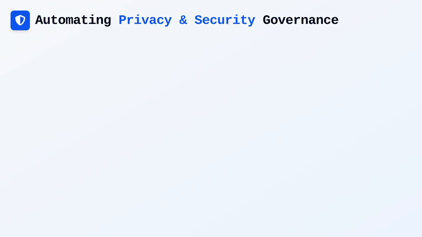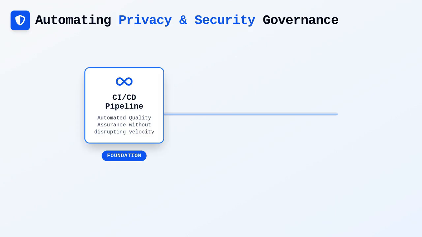In current cloud-native environments, the adoption of continuous integration and continuous delivery, or CI/CD pipelines, has transformed how we deploy software. These pipelines allow teams to automate quality assurance, but they also offer a unique opportunity to automate privacy and security governance without disrupting developer velocity.